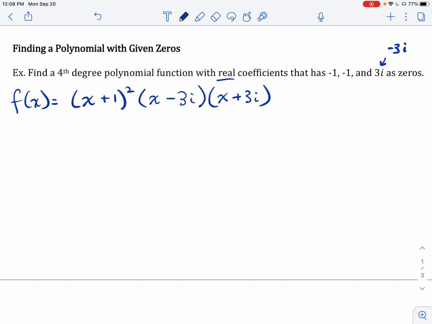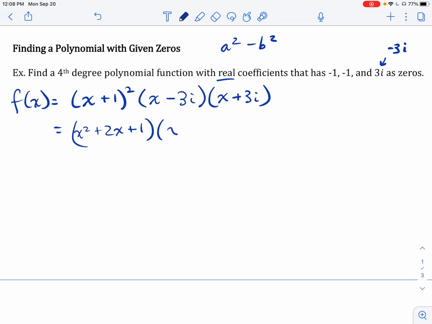Now, the problem didn't state it, but know that in my course, I'm going to want you to write these polynomial functions in general form, and it's a good idea just to know how to do that. So I'm going to need to expand all this out. Fortunately, it isn't too bad. x plus 1 squared is x squared plus 2x plus 1. Then x minus 3i times x plus 3i. The nice thing about multiplying conjugates is that you can really just apply the difference of squares. It's just a squared minus b squared.